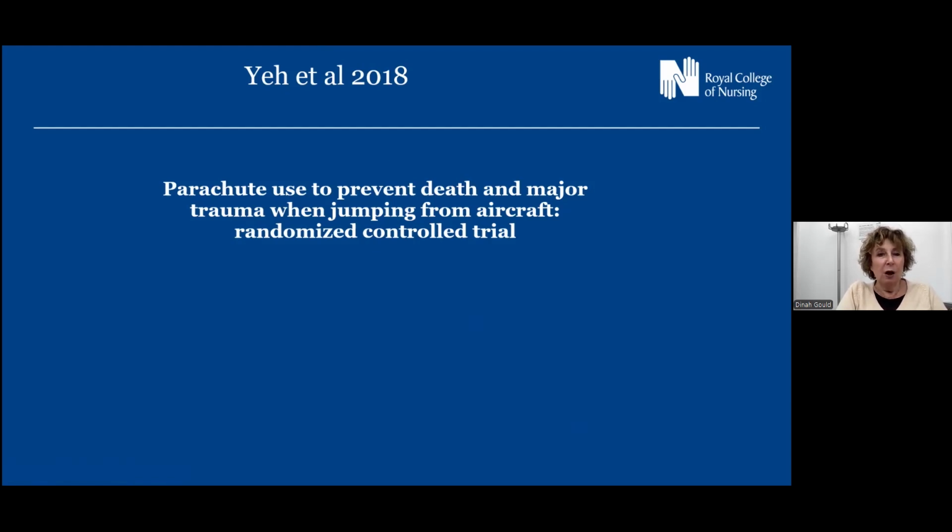And somebody said, well, we ought to test whether a parachute would make any difference. Is somebody more likely to be killed if they jump from a plane flying at high altitude if they're wearing a parachute or if they're not wearing a parachute? So these people came home and they designed and did a trial to test exactly that.